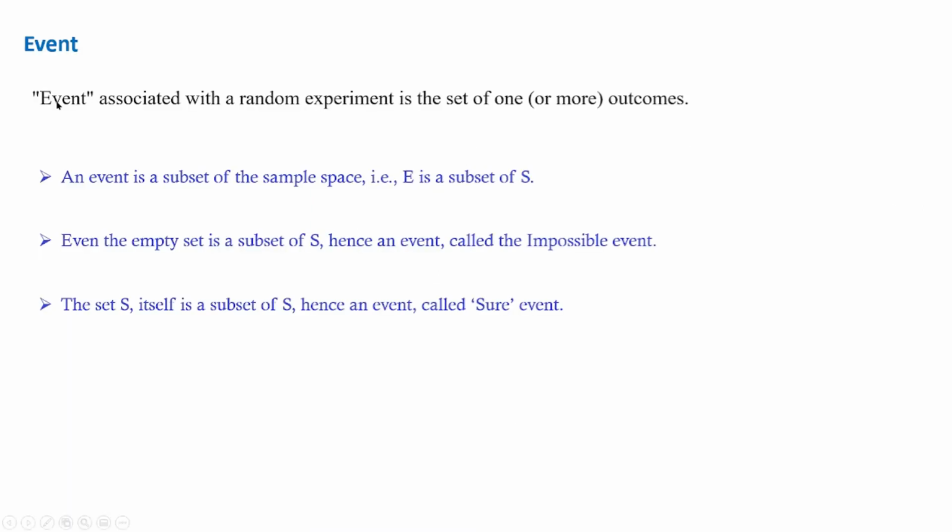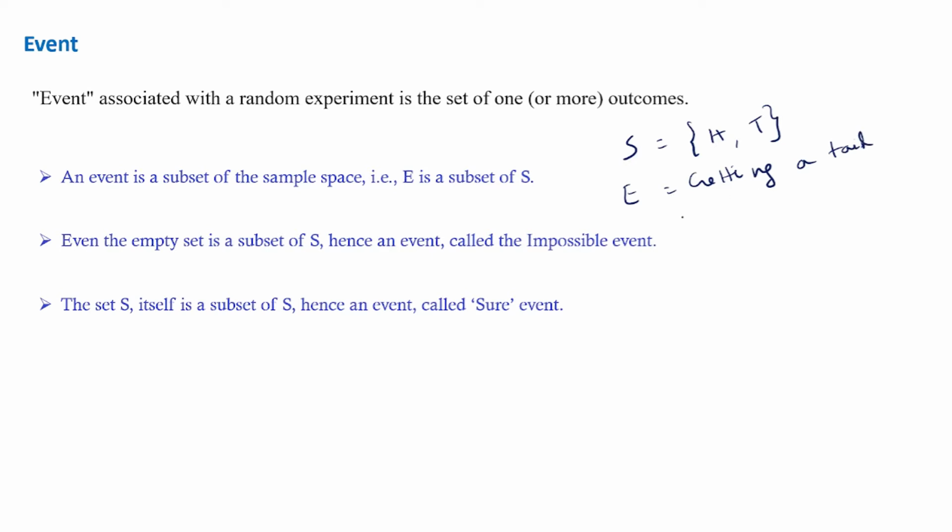First we will see what is an event. An event is associated with a random experiment, and it is the set of one or more outcomes. So we can call an event a subset of the sample space. For example, if the random experiment is tossing a coin, then the sample space will be head or tail. And let us say the event is getting a tail.